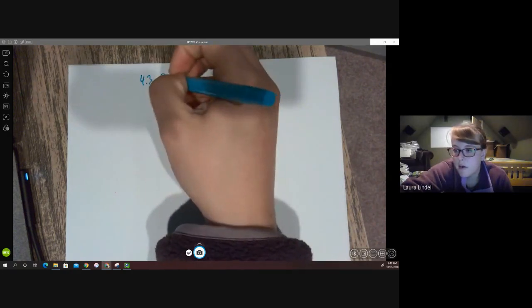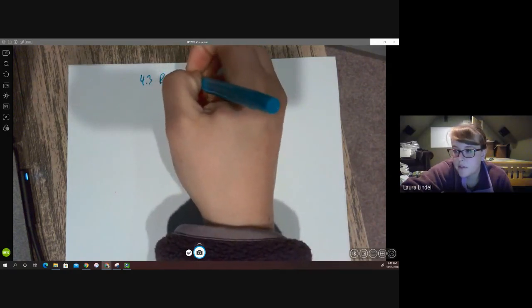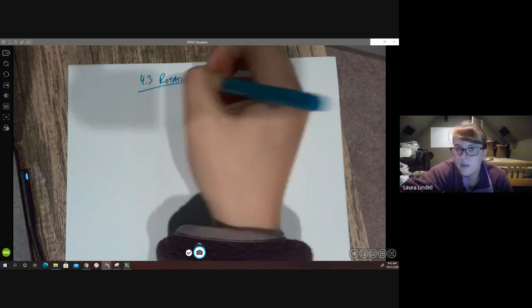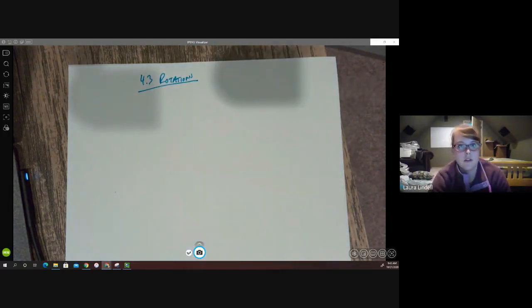4.3 is all about rotations. Okay. So we're going to do rotations, and then we'll also talk a little bit about, if we have time for it, compositions of transformations.